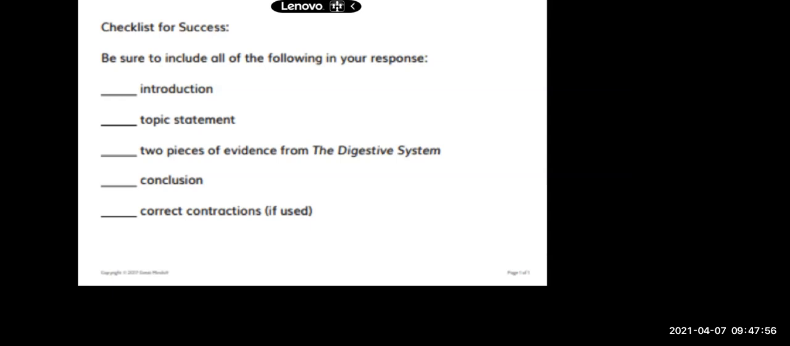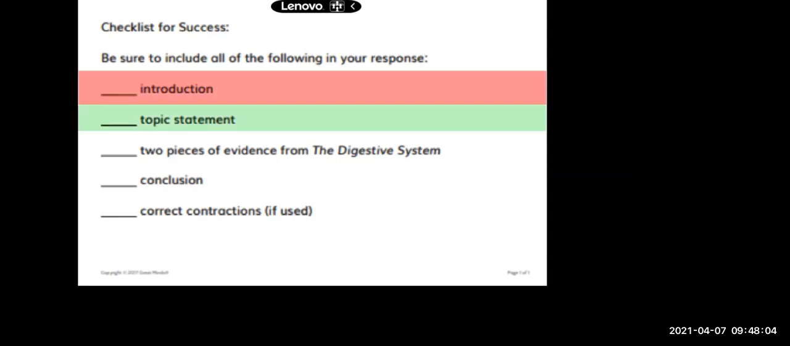Now, let's take a look at the checklist for success. Be sure to include all of the following in your response: introduction, topic statement, 2 pieces of evidence from the digestive system, conclusion, and correct contractions if used. Wow, you're getting all set up for success. Pretty soon, you're going to be able to communicate your research findings to others. You'll be able to teach others through your own writing. That's very exciting. I will see you again soon, my friends.